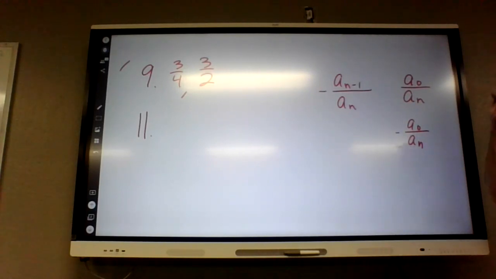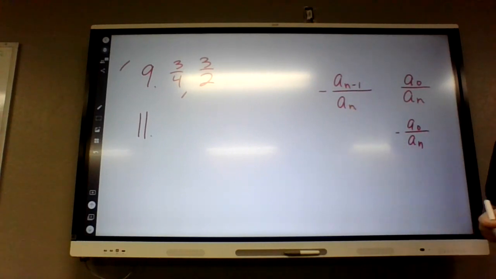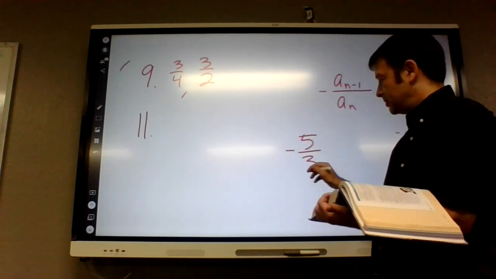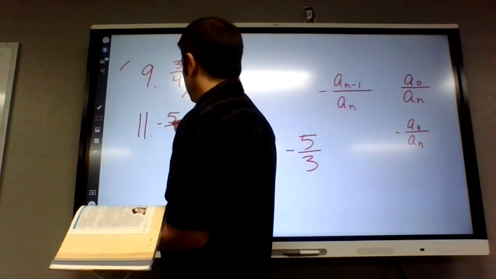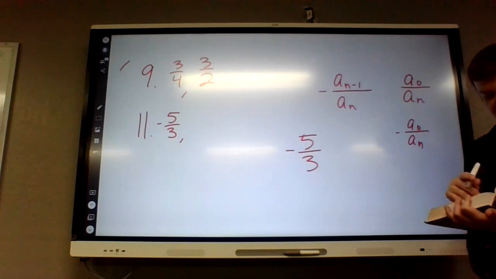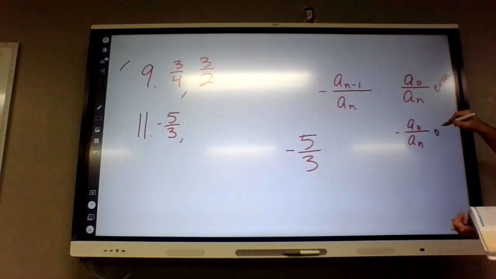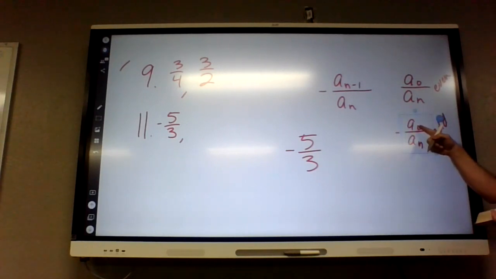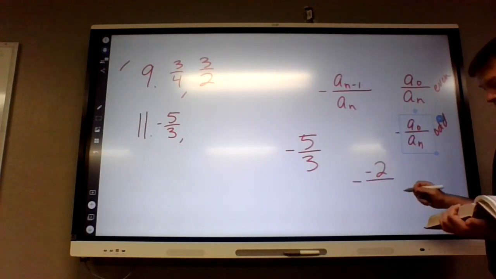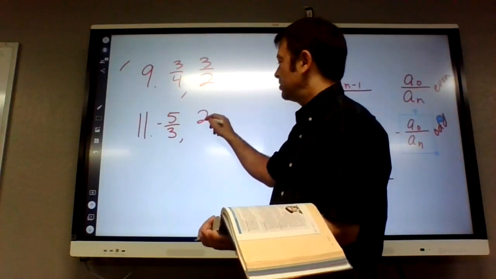Alright, number 11, so we need the sum. It's the opposite of the second coefficient over the first coefficient. What's the second coefficient on number 11? 5. So it's -5 over the first coefficient 3. And then the product of the roots: is the degree on number 11 odd or even? Odd. So we need to use this version. It's the opposite of the last coefficient over the first coefficient. What's the last coefficient? It's -2. What's the first coefficient? 3. So it's -(-2)/3, or 2/3.